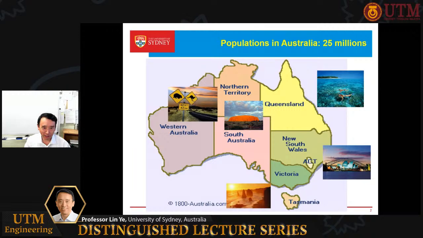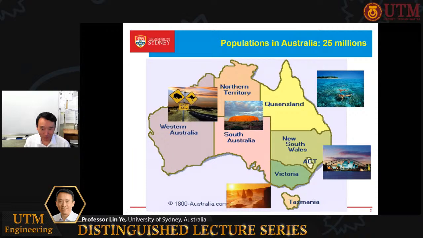We have about six states and one capital territory. Most of the population of Australia is on the east coast. We have Sydney at this location, then Melbourne here, then Queensland just at the border with New South Wales. Then we have Perth in Western Australia, and here is Adelaide. That is just a big city, just like Kuala Lumpur.